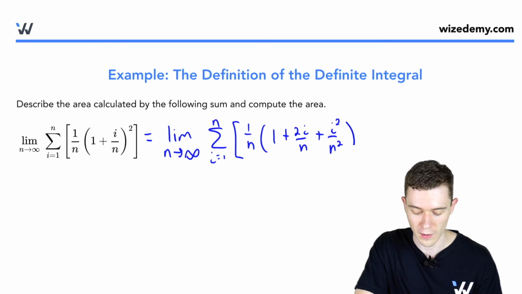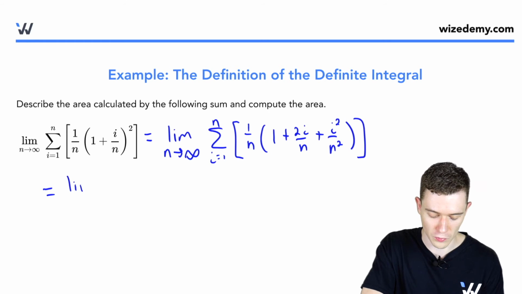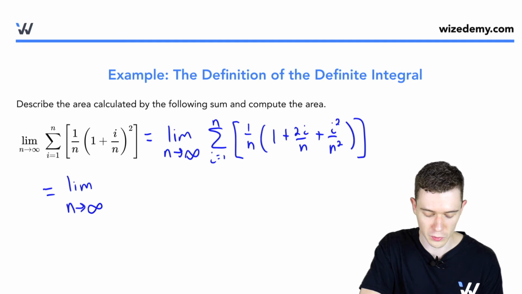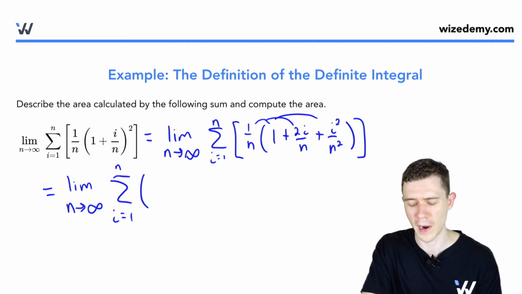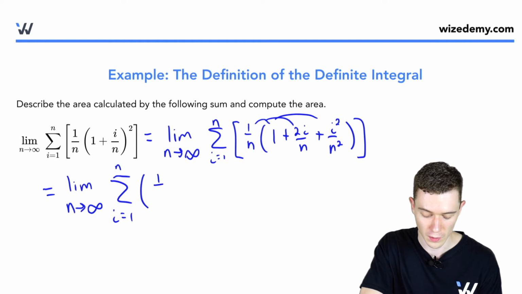Next, let's distribute that 1 over n. We still have the limit as n goes to infinity, and this sum. We should write this all the way through until we actually compute these things. So if we push that 1 over n through these parentheses here, we're just going to bump the power of n by 1 in the denominator. This will be 1 over n times 1. We'll have 2i over n squared plus i squared over n cubed.